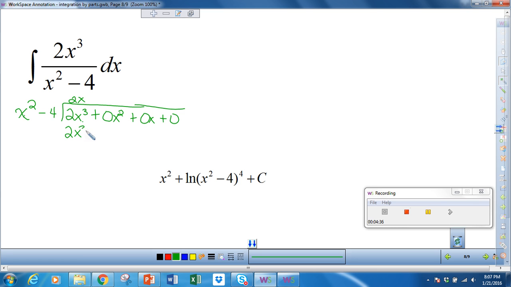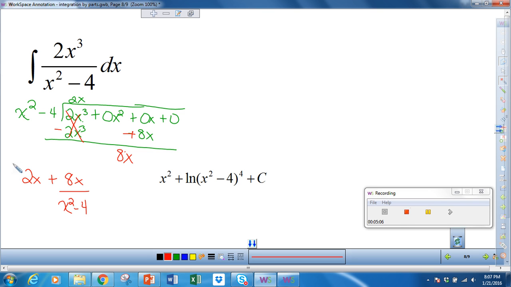That gives me 2x cubed multiplied by negative 4, that gives me negative 8x. And then I subtract, so I'm going to change all my signs. So I get, that zeroes out, of course, and then I'm left with 8x. And since I can't go any further, I'm done. So I'm going to write this as 2x plus 8x over x squared minus 4.